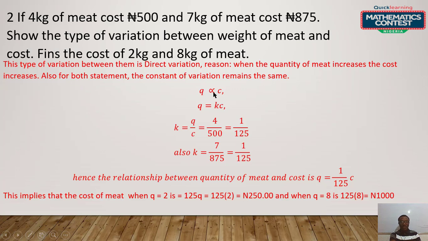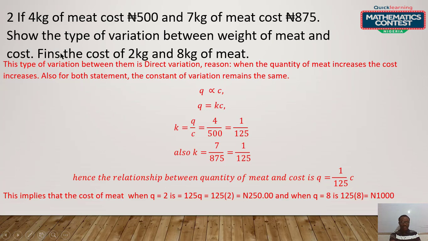If Q is directly proportional to C, and we have Q equals KC, then our K will be Q over C. For the first statement we have 4 over 500. Breaking it down, we have 1 over 125. The same thing for the second part: 7 over 875 is still 1 over 125. So the relationship between them is Q equals 1 over 125 C.